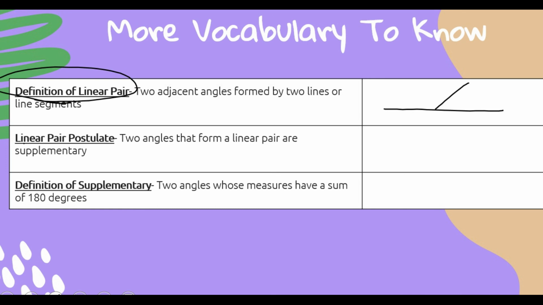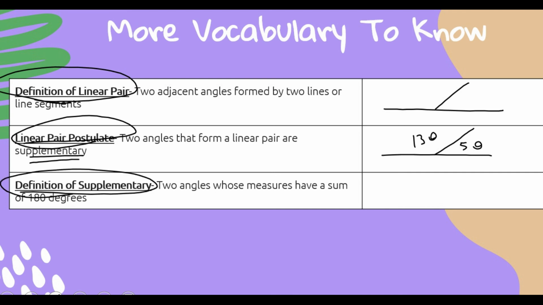All right, the linear pair postulate states that two angles that form a linear pair, so these guys I drew earlier, are supplementary. So I'll just put like 130 here and 50 here just so you can know that those add up to 180. All right, but then that takes us to the next part, supplementary. The definition of supplementary states that two angles whose measures have a sum of 180 degrees. So kind of the same as this. All right, and that's all the vocabulary that you guys need to know for today's proofs.